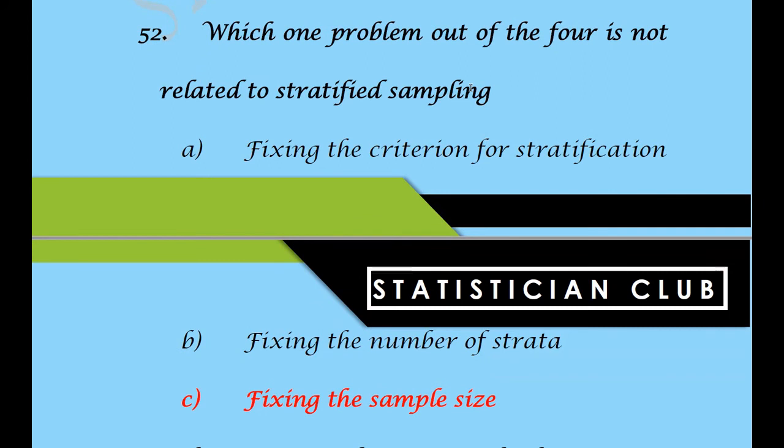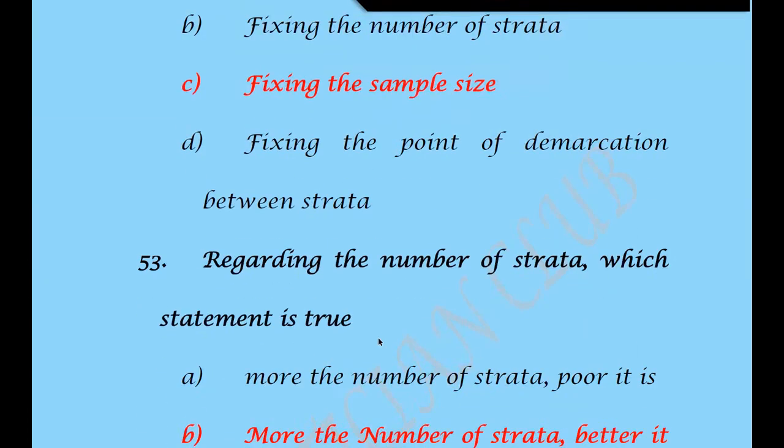Which one problem out of the four is not related to stratified sampling? Fixing the criteria for stratification, fixing the number of strata, fixing the sample size. The right answer is C.